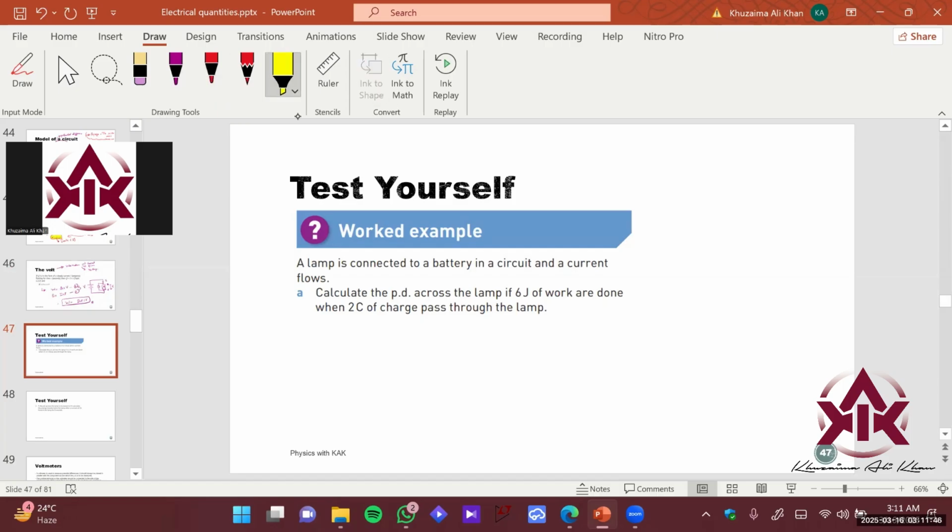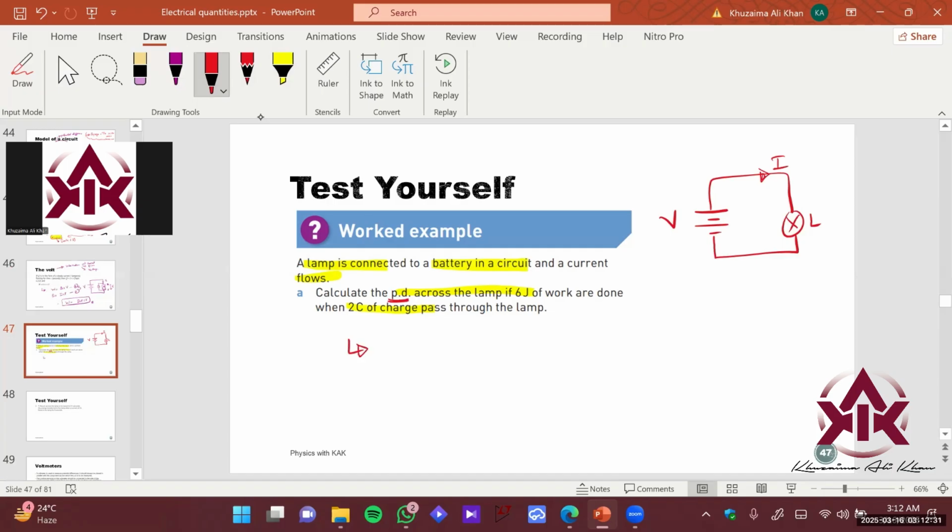So what is the circuitry here? A lamp is connected to a battery in a circuit and a current flows. It's a simple circuit: you have a battery here and then you have a lamp here, and when the connection is complete, the current flows. Once you have the circuitry ready, it makes the question very simple to understand. The work done across the lamp is 6 joules, and the charge flowing through the circuit is 2 coulomb. You want to find the potential difference across the lamp.